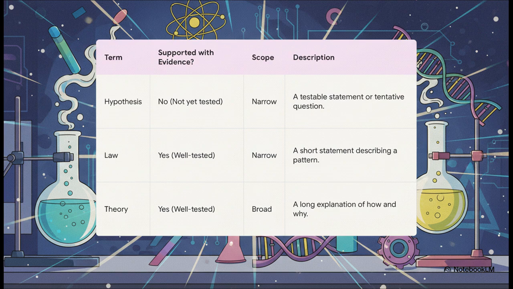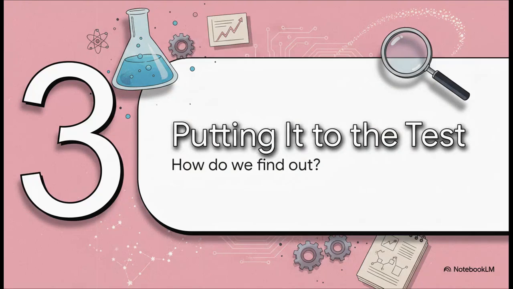In everyday life, we might say, oh, that's just a theory, as in it's just a guess. But in science, a guess is a hypothesis, a specific, testable statement that hasn't been proven yet. A law, like the law of gravity, just describes a pattern we see. But a theory, a scientific theory, is the big one. It's a broad, well-tested, evidence-packed explanation for how and why things happen. It is absolutely not just a guess. It's the ultimate goal.